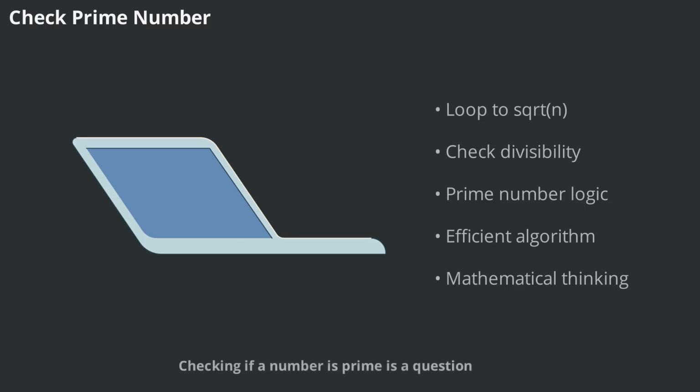Checking if a number is prime is a question that tests your understanding of loops and mathematical logic. By iterating from 2 to the square root of the number, you can determine if it's divisible by any other value. If not, it's prime. For example, 7 is prime. This problem demonstrates your skill in writing efficient algorithms and handling edge cases. Interviewers use this question to assess your grasp of mathematics and your ability to optimize code.